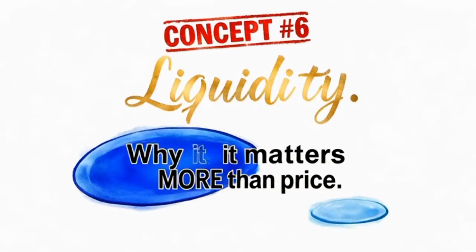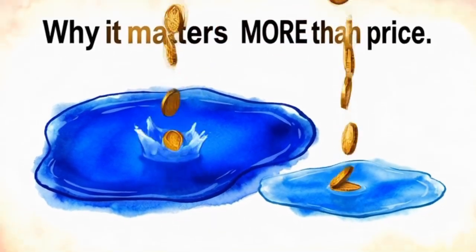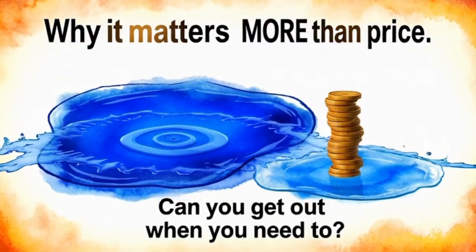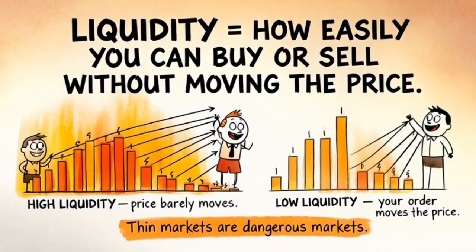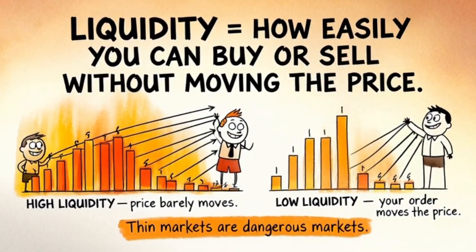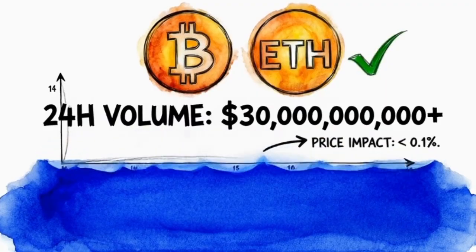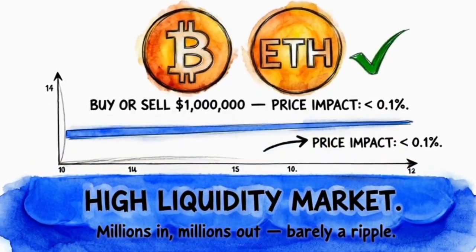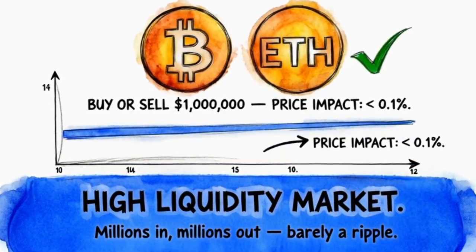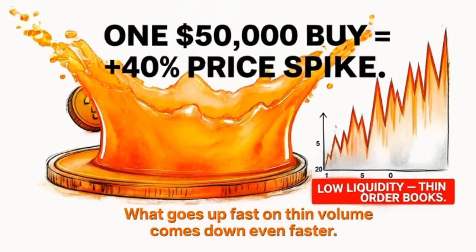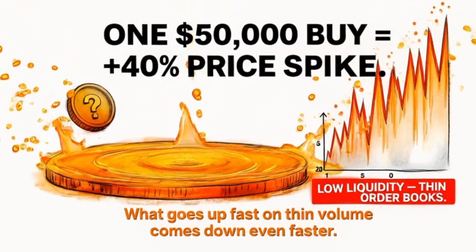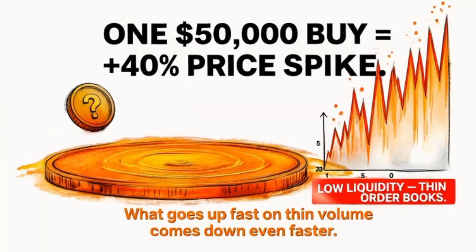Concept 6. Liquidity, why it matters more than price. Liquidity is how easily an asset can be bought or sold without moving the price significantly. A highly liquid market, Bitcoin, Ethereum, means you can buy or sell millions of dollars worth with minimal price impact. A low liquidity market, a small altcoin with thin order books, means a single large buy or sell can move the price dramatically for retail investors in two specific ways.